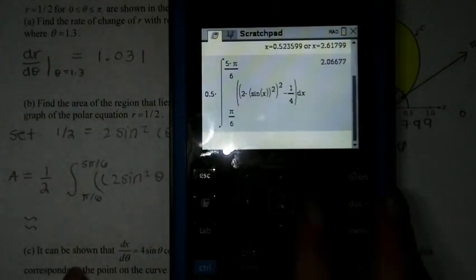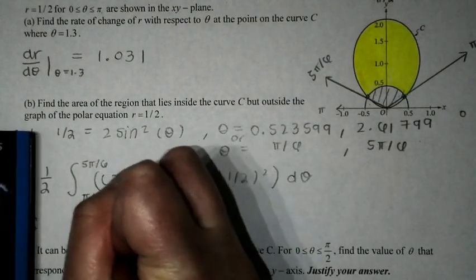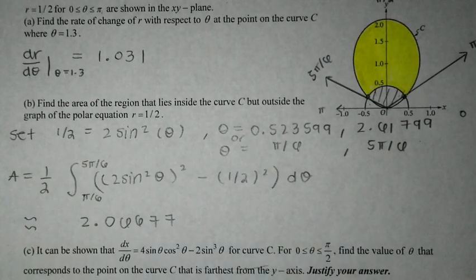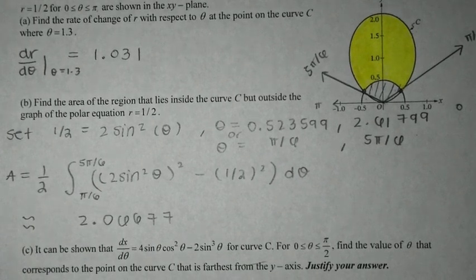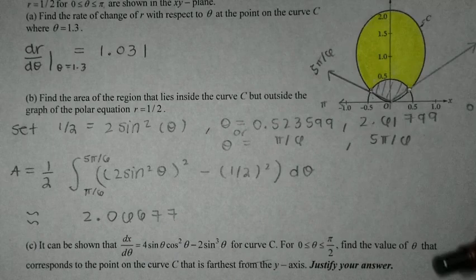Click enter. You have this beautiful value. We have that the value is going to be 2.06677, and that's going to be your area. So here be very careful about the squares, because that's very tricky. So let's move on to part C.